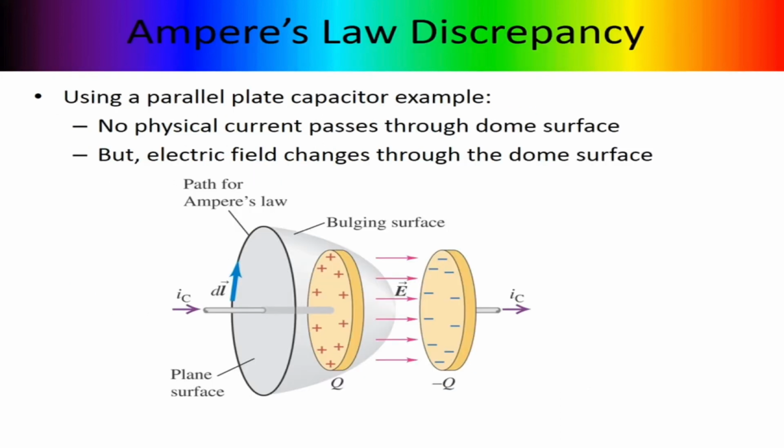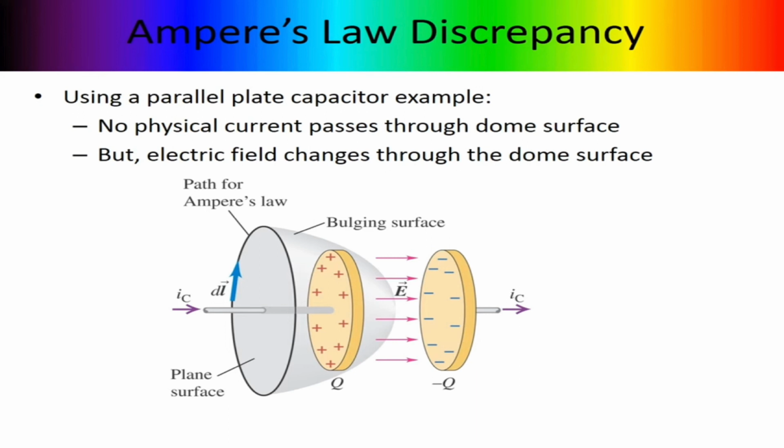As you can see, the 2 surfaces shown here share the same bounding path. The surfaces in question are the disc-shaped surface on the left and the dome-shaped surface on the right. Conventional current, labeled I sub c, flows through the left-hand surface. So, according to Ampere's law, there must be a magnetic field on the bounding path. But the dome-shaped surface does not have current flowing through it. So, the path should have no magnetic field, and hence a discrepancy exists here.